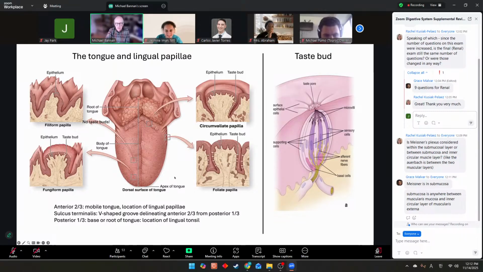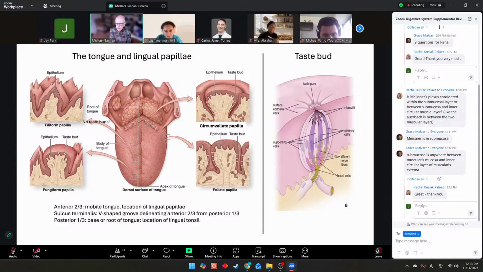Now, we spent a lot of time in class talking about the different types of lingual papillae. Just remember there are 4: filiform, fungiform, circumvallate, foliate. 3 out of the 4 have taste buds in them. The one that doesn't is the filiform, and this is the keratinized papilla of the tongue, lacks taste buds, and it gives the surface of the tongue, the dorsum of the tongue, its rough texture.